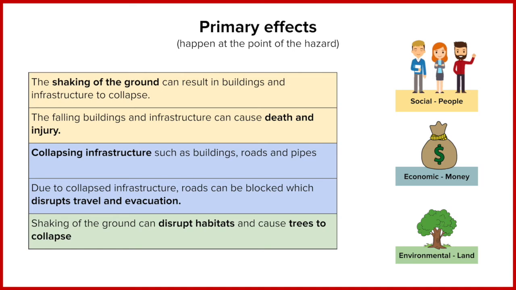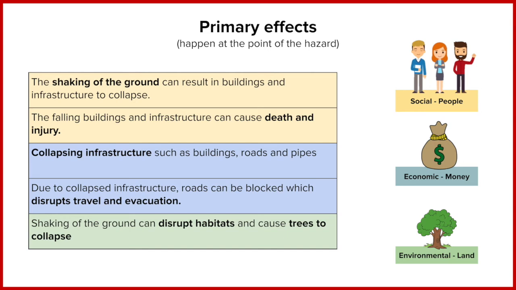Now I said we needed to discuss something about primary effects. There is a debate about whether primary effects are all of these things that I've got on the table, or whether there's only one primary effect of an earthquake. Some people would argue that the only primary effect is the shaking of the ground. We're not including the buildings and the infrastructure collapse here. We're purely looking at the fact that the ground will shake. The reason they say that is that's exactly what the earthquake is doing: it's shaking the ground. And everything that happens afterwards is technically a secondary impact.